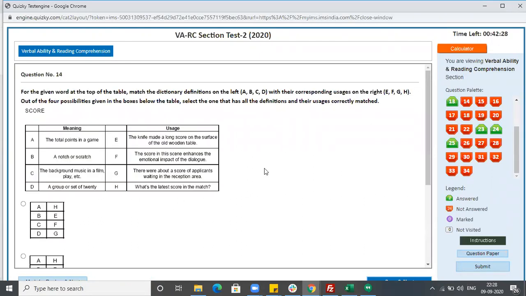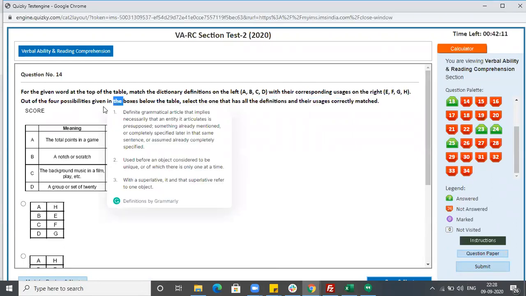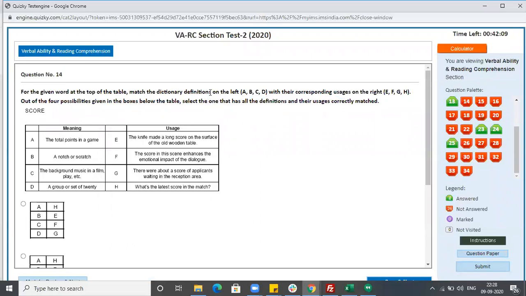Okay, let's move ahead. One of my favorite kinds of questions. They don't come in CAT nowadays, but it has been given in the sectional, so let's attempt this. For the given word at the top of the table, mark the dictionary definitions. These used to be very famous types of questions in CAT up till 10 years back, but now such questions don't come, though in IFT and MAT such questions do come, so it's okay. Let's do this.